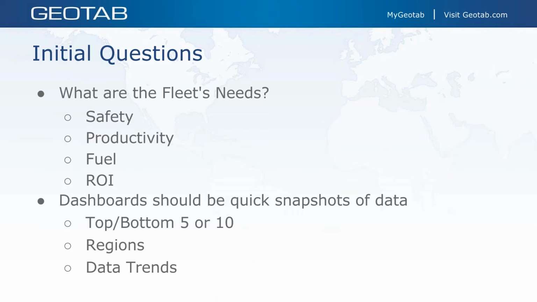When talking about dashboards, I really recommend that they should just be quick snapshots of data. Whoever is viewing the dashboard, when they log in, should see something that they know they have to take action on. Usually it's your top 5 or 10, or your bottom 5 or 10, who your best or worst are, or even, for the fleet manager, breaking it down by regions or divisions to see how the entire fleet is doing and compare them to each other. And then even some trending data.